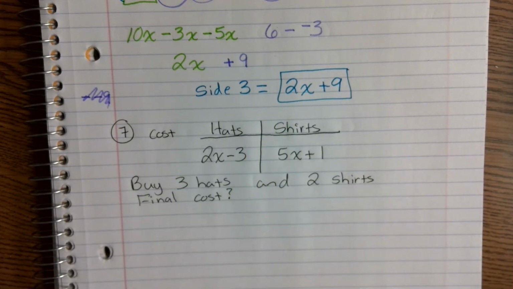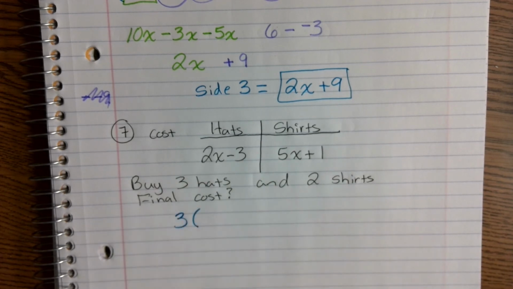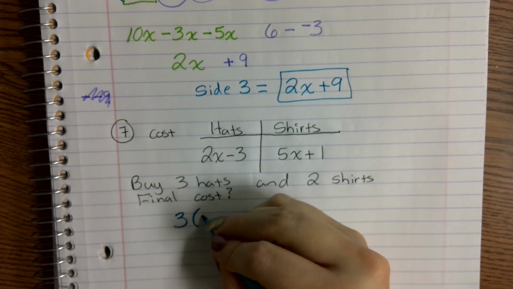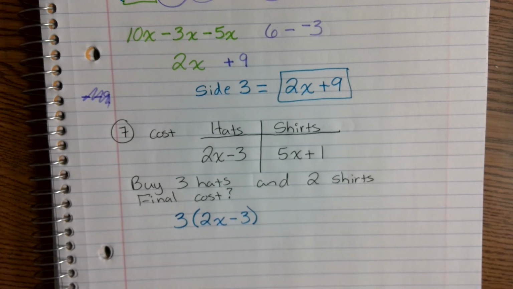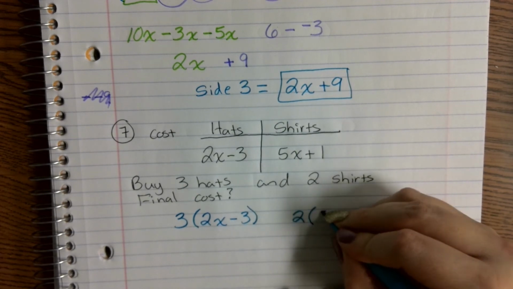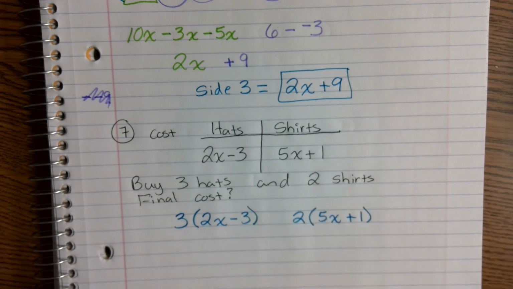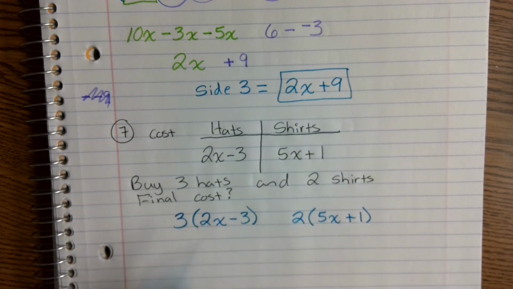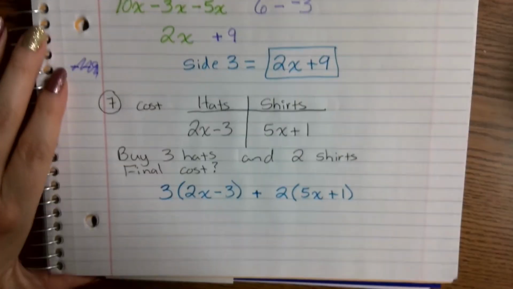Very good. So when you're setting that up, you would write it as 3 and then the parentheses. So that means that we're going to have to distribute. So we have 3 times the quantity of 2x minus 3 in parentheses. Same thing for the shirts. I want 2 shirts. So that means I'm going to have to do 2 times the quantity of 5x plus 1. And if I'm wanting to find that final cost, am I adding or subtracting these? Adding, right? We add the cost of the hats and the shirts together.